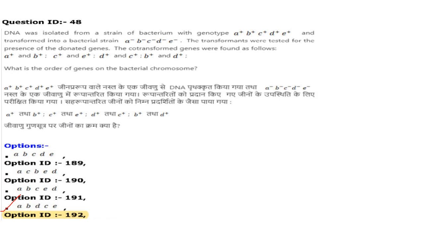So here if you see, A and B go together. So A plus, B plus. Then along with B, D is going. So B plus, D plus. So A plus, B plus, D plus. D is going along with C. So A plus, B plus, D plus, C plus. Then C is going along with E. So A, B, C, D, E is the gene order. Answer is option 4.